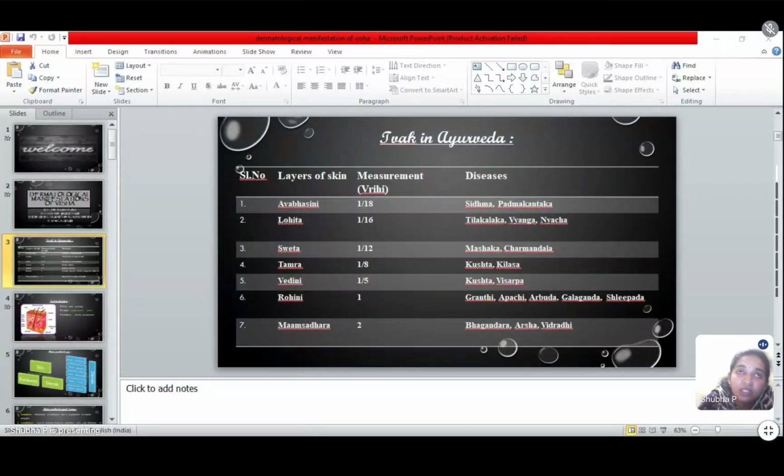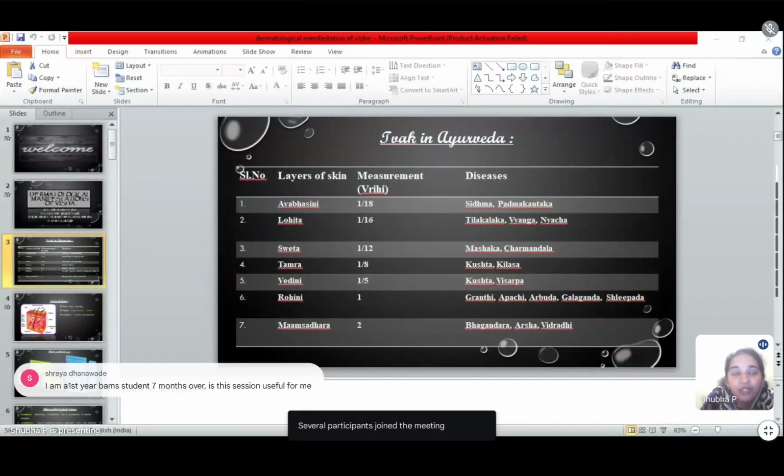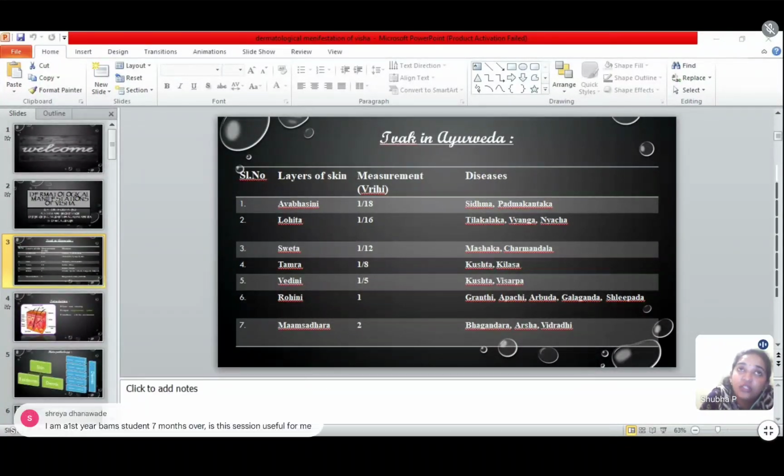Now, when we come to the concepts of Visha, there are many factors which affect the presentation of Visha at Twak avastha. If you are second year BAMS students, then you have a point in your syllabus mentioning factors modifying the action of Visha, wherein you will know about the dose, which is the most important factor which modifies the action of Visha.